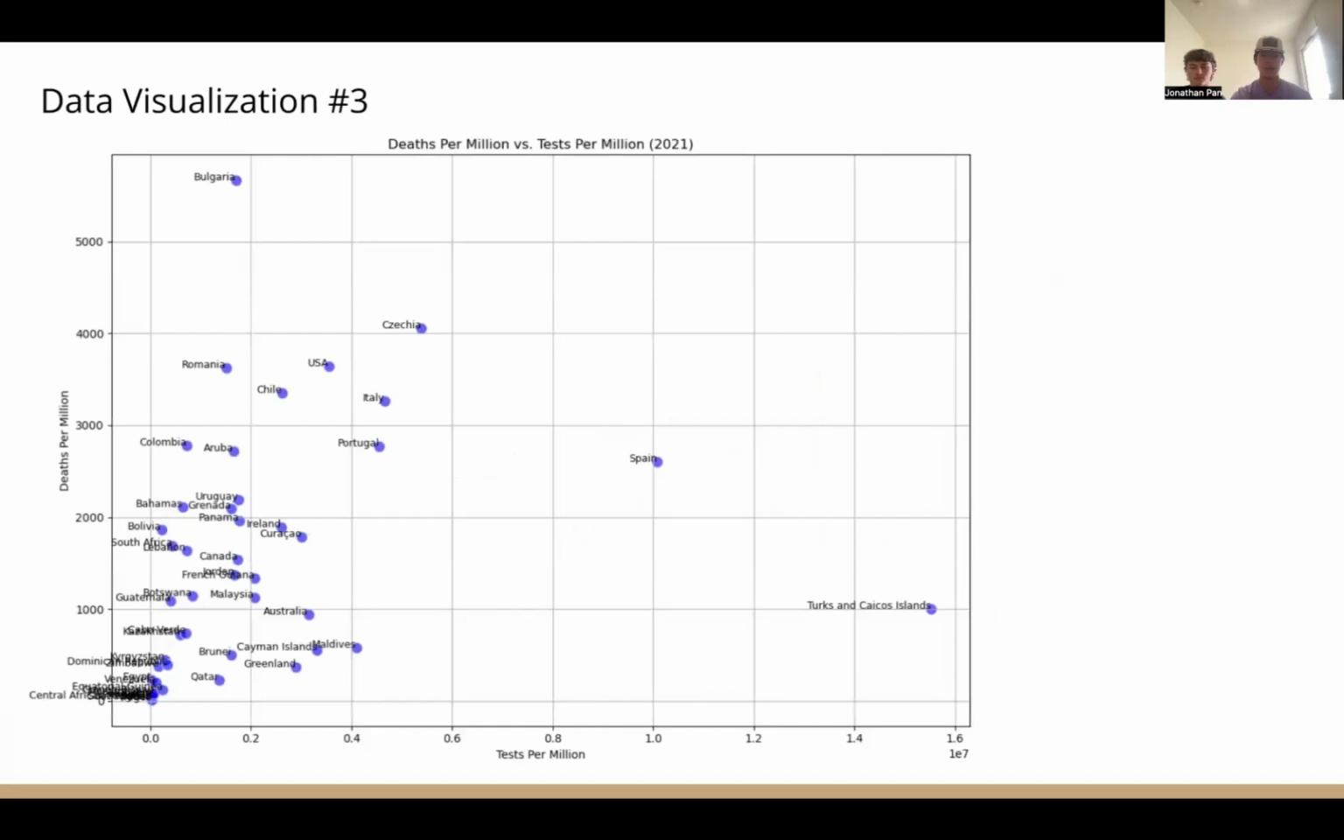And this is our data visualization number 3, and we wanted to show it in a scatter plot. As you can see, countries that administer fewer tests per million are going to result in more deaths per million, but there are exceptions, outliers such as Turks and Caicos with more tests per million leading to fewer deaths, and fewer tests in countries such as Egypt and the Dominican Republic that result in fewer deaths per million.